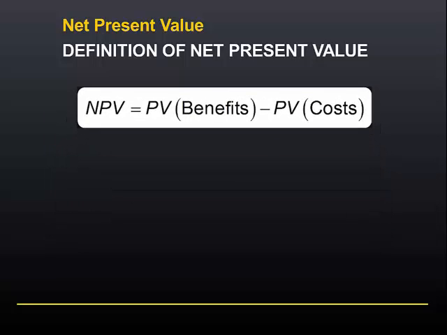Since, by definition, positive cash flows are benefits and negative cash flows are costs, we can also say that the NPV of a project is the present value of the benefits minus the present value of the costs.